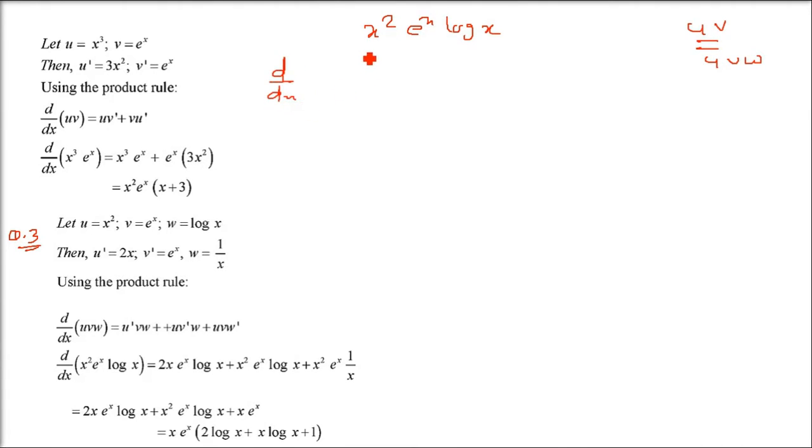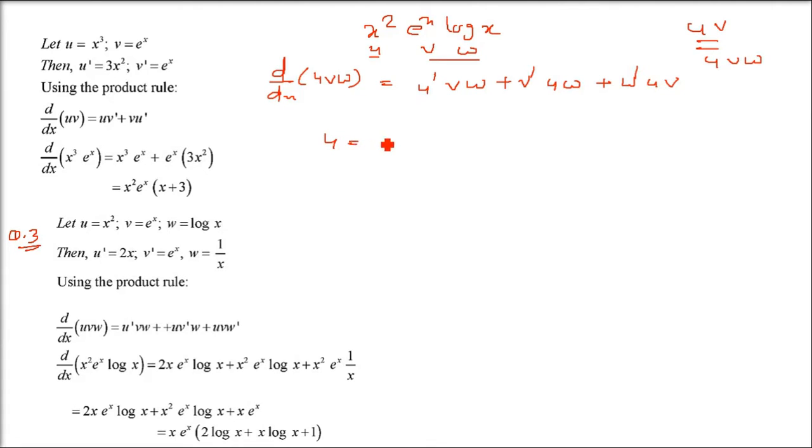So d by dx of u v w will be equal to u dash v w, plus u v dash w, plus u v w dash. We have just extended what we did for two contents to three contents. Let me tell you again: when we take u dash, we have to use v w. When we have v dash, we have to take u w. And when we have w dash, we have to take u and v.